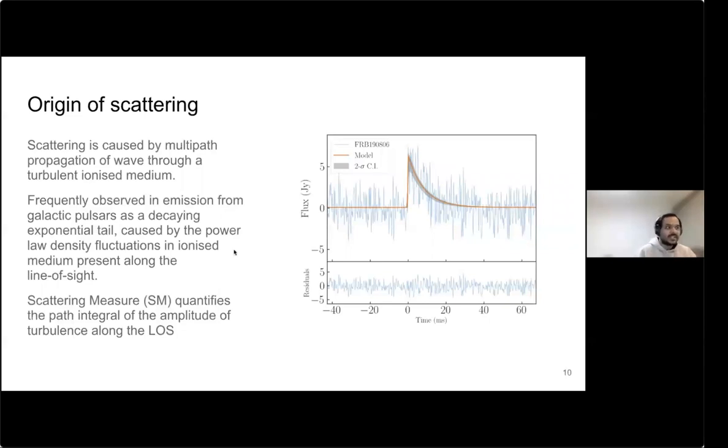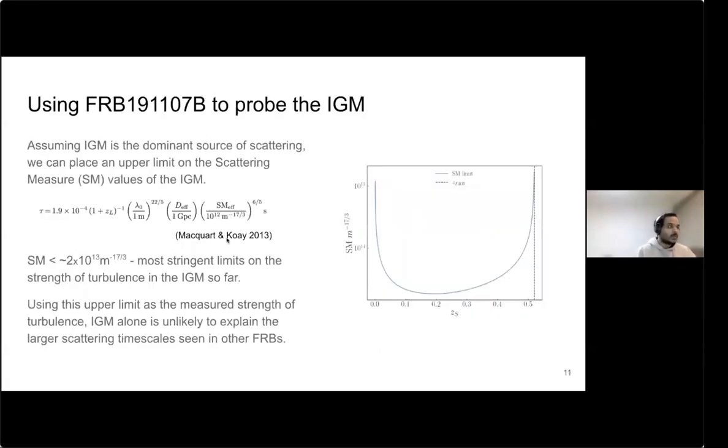The observed scattering timescale is directly proportional to the scattering measure of the ionized medium that is present along the line of sight, and scattering measure quantifies the path integral of the amplitude of turbulence along the line of sight. Now, McQuart and Koay 2013 gave a relation between the observed scattering timescale and the scattering measure of the scattering medium, which we can directly use for FRB 191107B to estimate the scattering measure of the scattering medium. Now, if we assume that the IGM is the dominant source of scattering, then we can directly compute the scattering measure of the IGM for this FRB.